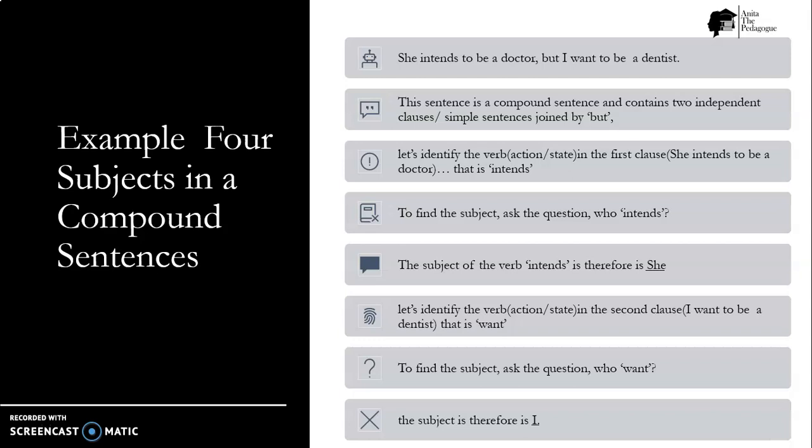Let's take a look at our second clause or sentence, which is I want to be a dentist. The verb here is want. Now to find the subject, ask the question, who wants? The subject is therefore I, because I is performing the action want.